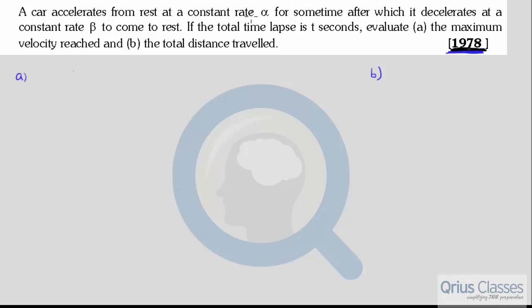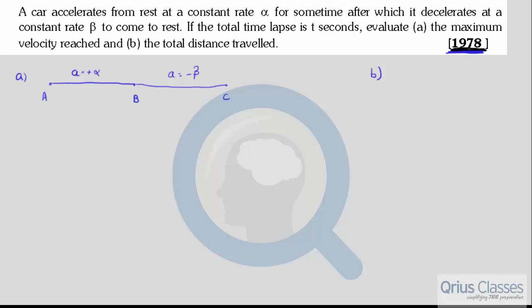The rate of acceleration is constant. Let us say it travels in two parts. From A it goes to C, changing a variable at B. So during A to B, acceleration is plus alpha, and during B to C, acceleration is minus beta.